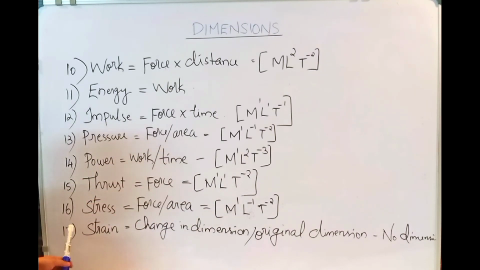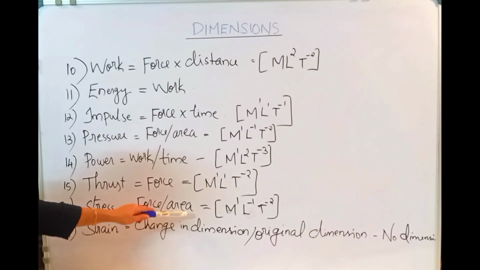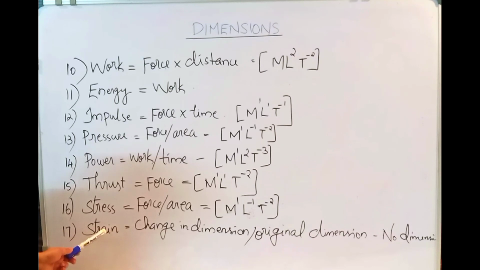Okay. And now the last one is strain. What is strain? Change in dimension by original dimension. So what will happen here? Change in dimension by original dimension, so these two will get cancelled. Right. So is there any dimension for strain? No, there will be no dimension for strain. So such quantities will also be asked for exams. That is dimensionless quantities. So they will not have any units also. Okay.